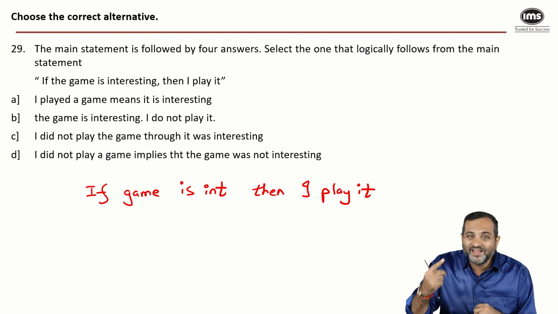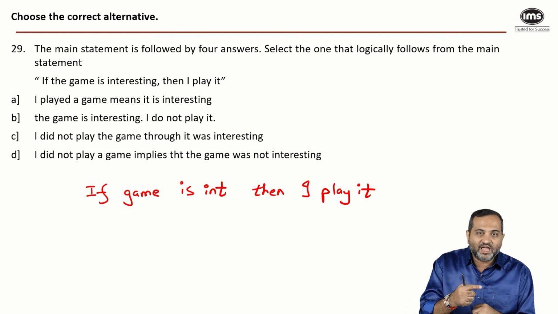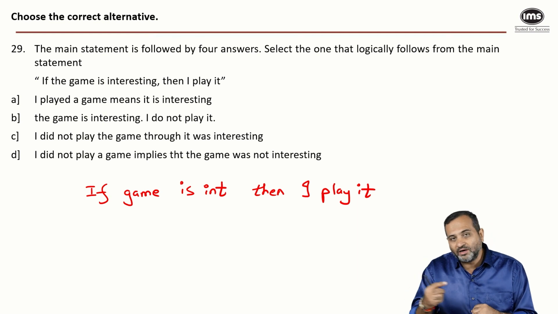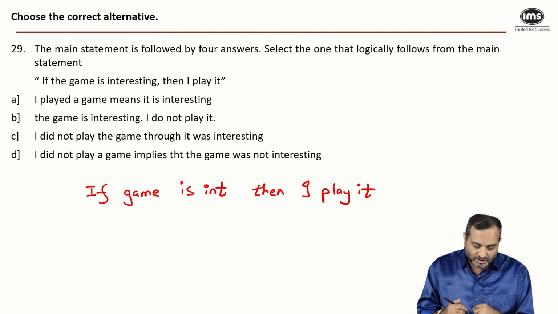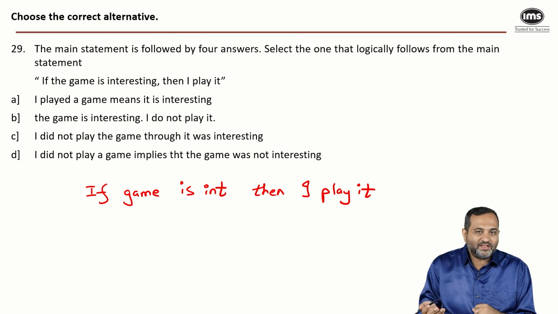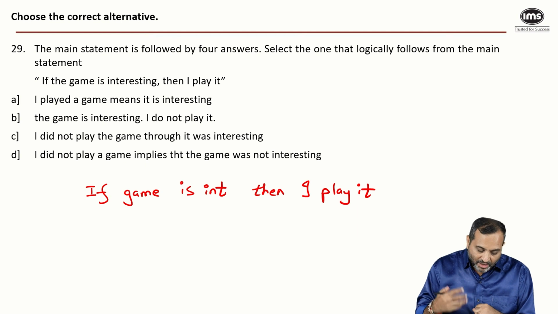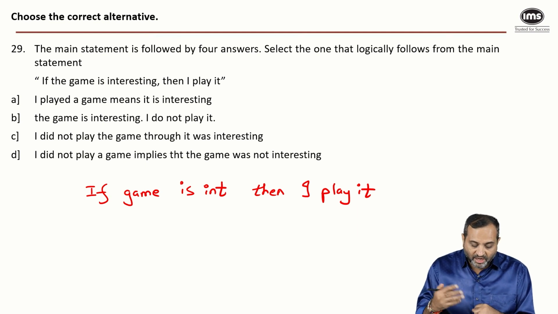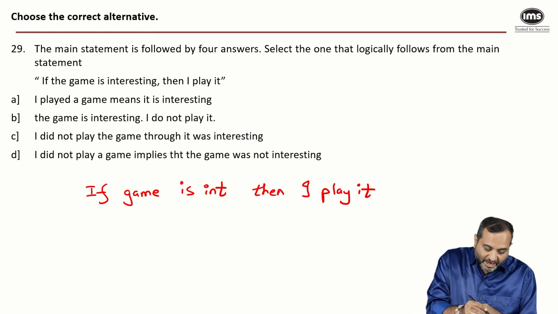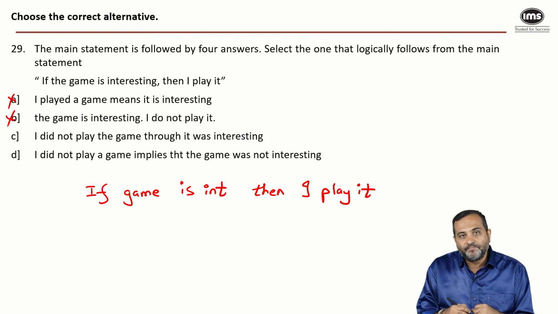So always remember, this is an if-then condition. That means it's a one-directional condition. If the game is interesting, I will play the game. So let's look at the options. I played a game, but my condition is when my game is interesting. So if I play the game, it need not be that the game is interesting. Let's look at the next option. The game is interesting. If the game is interesting, then I am supposed to play it. The option says I'm not playing it. So the second option also gets eliminated.